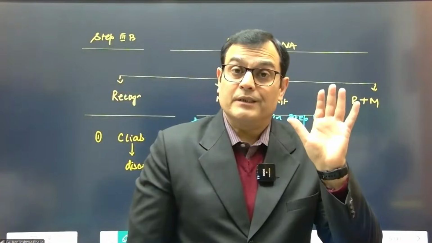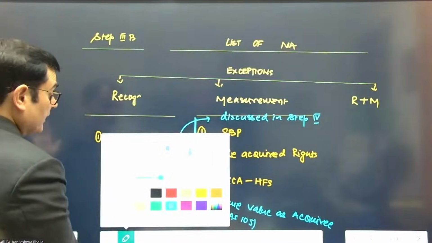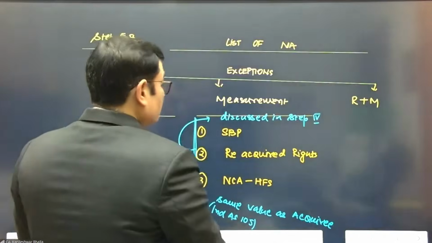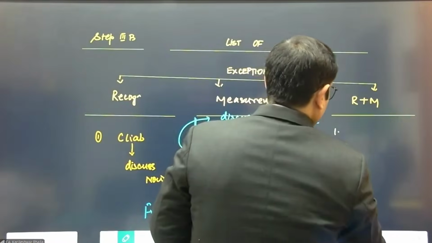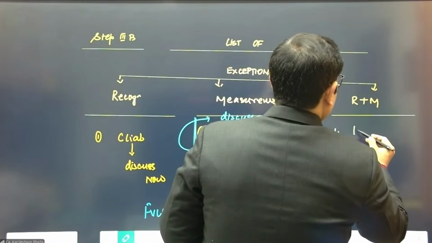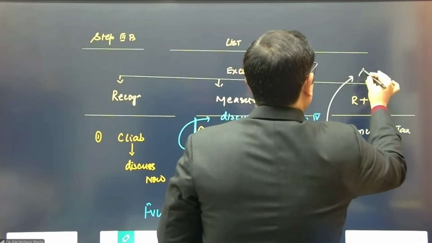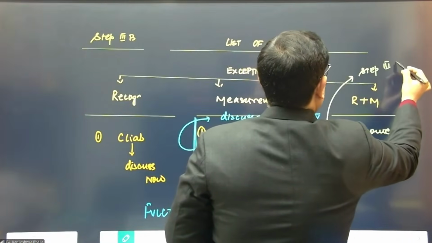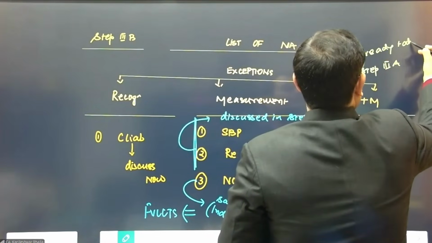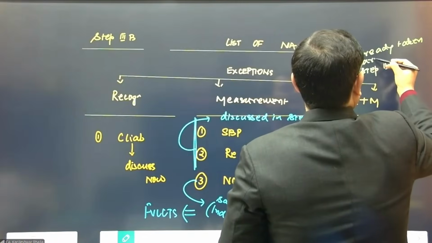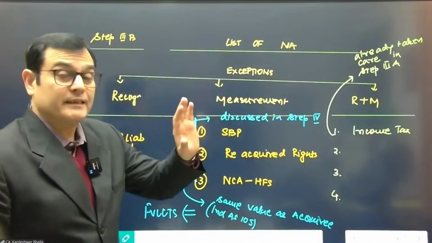So I don't need to discuss anything on the measurement exceptions now, because 2 will be discussed later and 3rd is discussed. Then we come to the next one, recognition and measurement, and we've got a total of 4 items. One is the income tax, and this is already taken care of in step number 3A. So that's already done. So I don't need to discuss deferred tax as well.